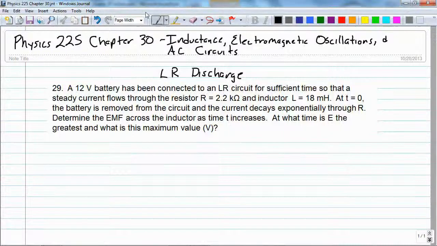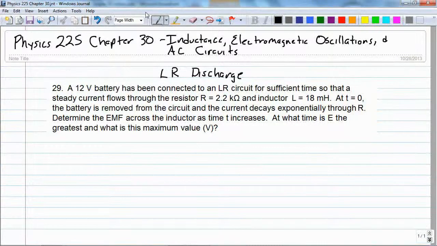An example of an LR discharge circuit is given in this problem. We have a 12-volt battery that's connected to an LR circuit for sufficient time so that a steady current flows through the resistor R equals 2.2 kiloohms and inductor L equals 18 millihenries. At t equals 0, the battery is removed from the circuit and the current decays exponentially through R.